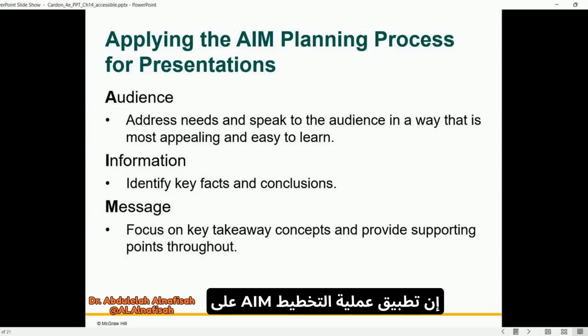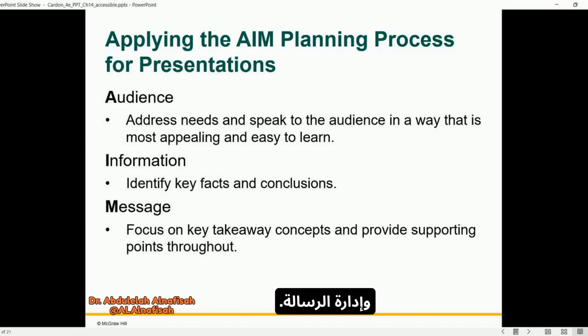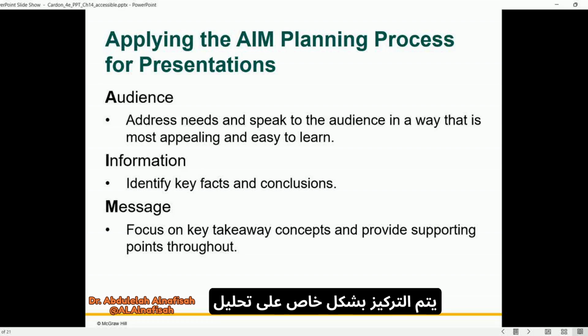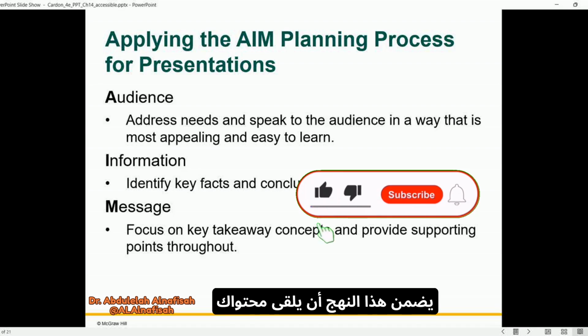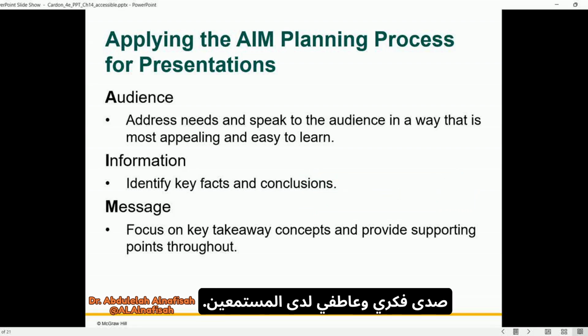Applying the AIM planning process to presentations is a structured approach that helps speakers connect effectively with their audience while ensuring their message is clearly communicated. Like in writing, the AIM process involves 3 core stages: analyzing the audience, gathering and developing information, and managing the message. However, for presentations, special emphasis is placed on audience analysis and message structure due to their unique impact on live communication. This approach ensures your content resonates both intellectually and emotionally with the listeners.